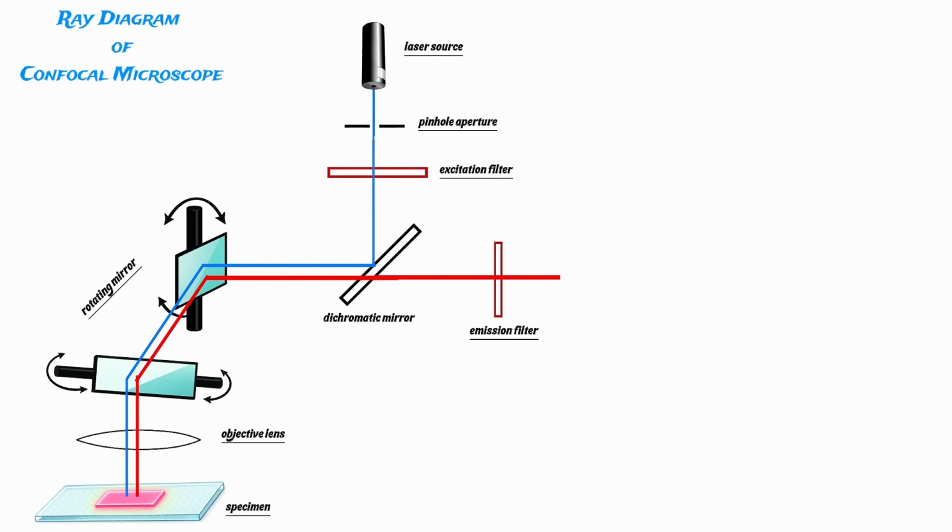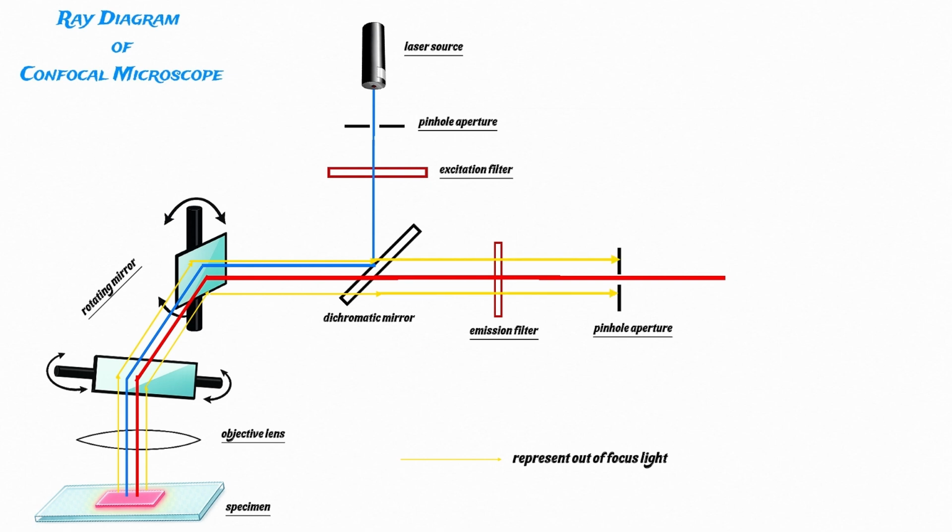Now we reach the most important component of this microscope, the detector pinhole aperture. This small pinhole is not present in a conventional fluorescence microscope. Only the fluorescence coming exactly from the focal plane can pass through this tiny opening. Any fluorescence coming from above or below the focal plane is out of focus and is blocked by the pinhole. This is also the reason why this microscope is called a confocal microscope.